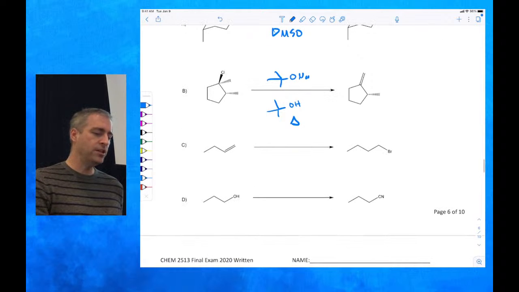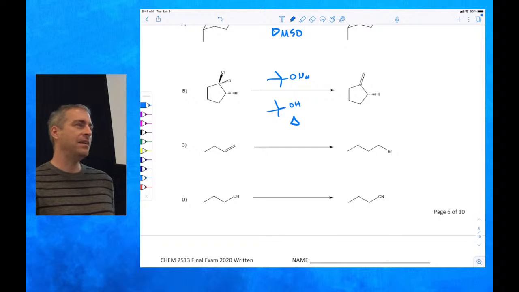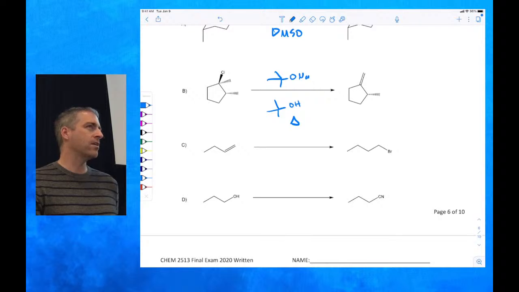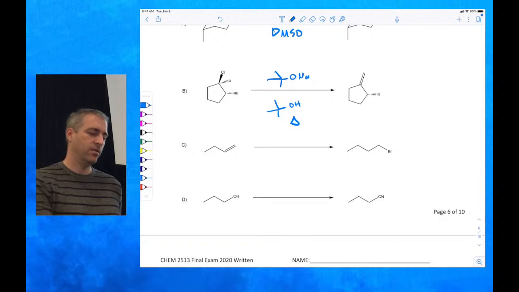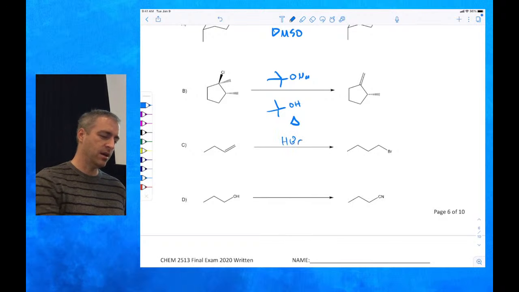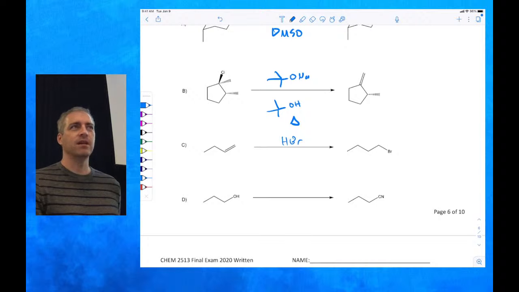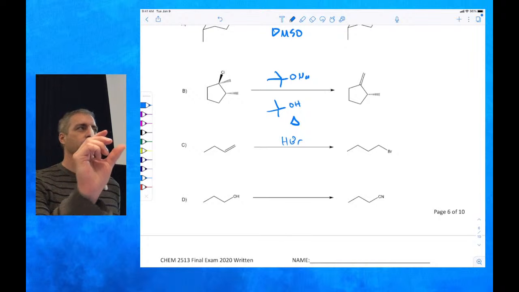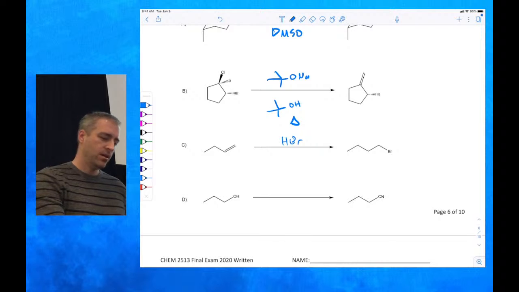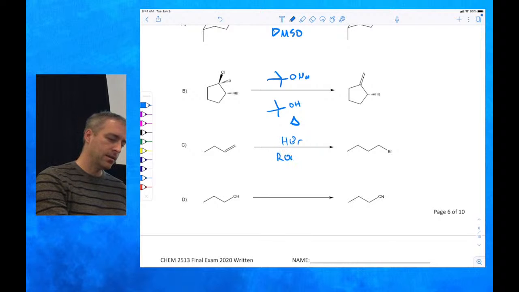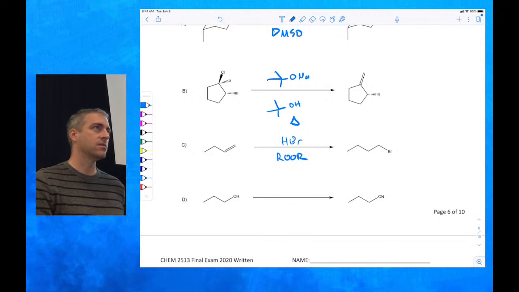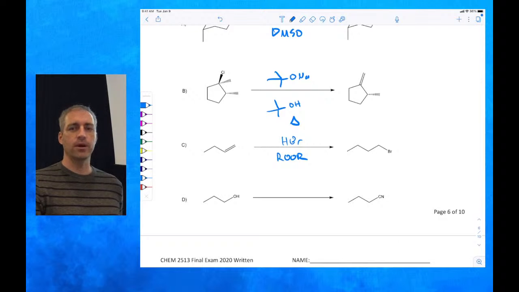Next one is addition of HBr, but it added anti-Markovnikov. So is that regular addition of HBr or radical addition of HBr? You just put HBr here, which a lot of people did. That's not right. That adds the other way around. That gives you the Markovnikov product. To make it go this way, you need the peroxides. That makes it go the other way around.